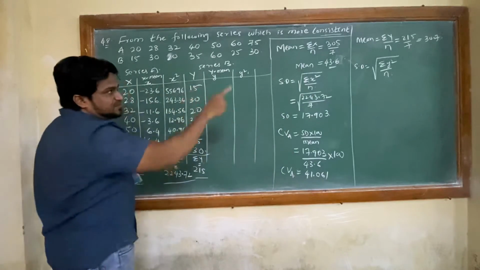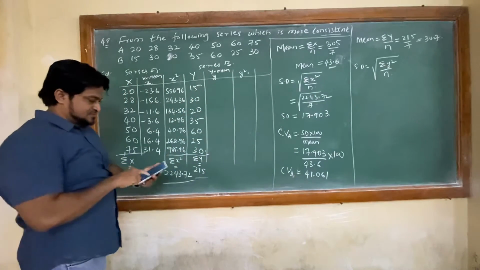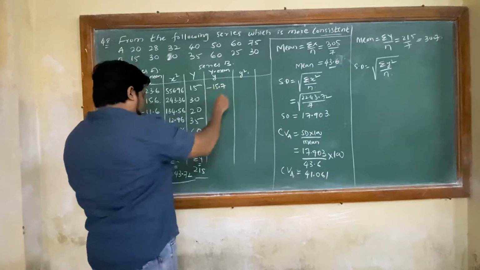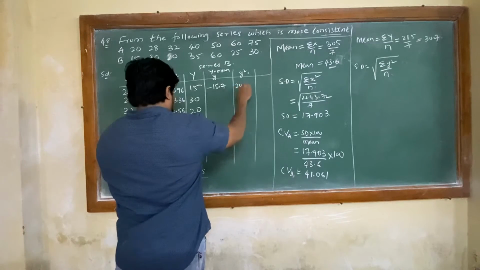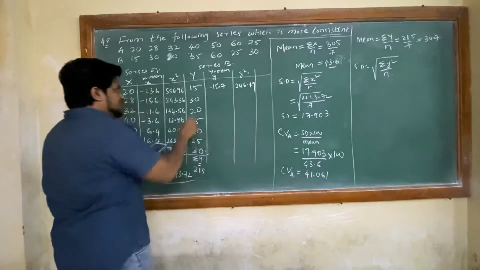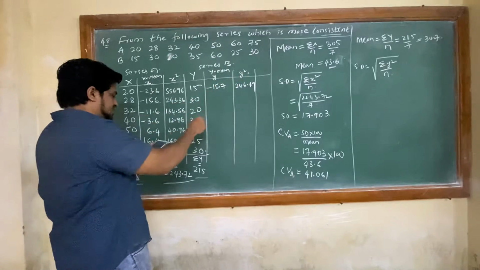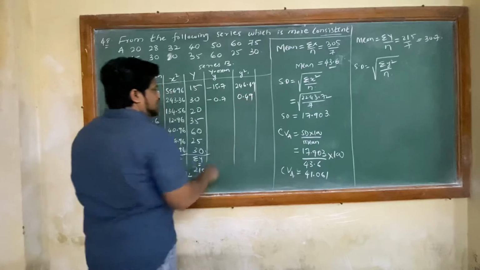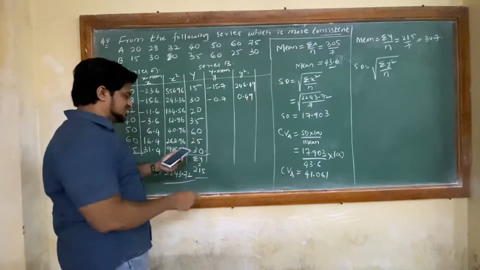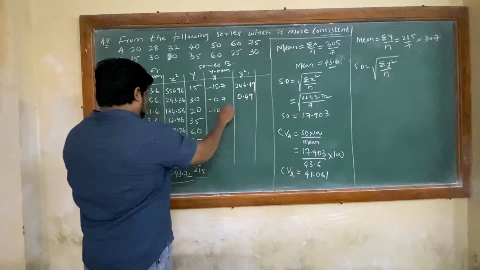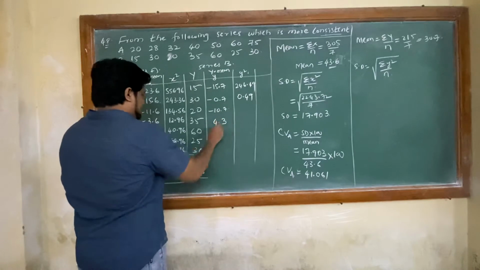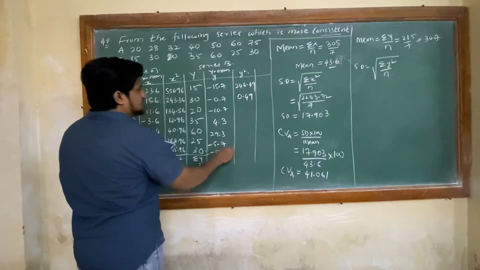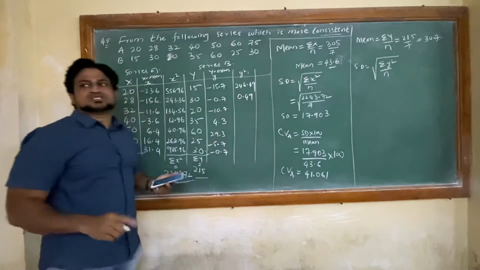To get y, 15 minus 30.7 is minus 15.7. If you square this value, you will get 246.49. Similarly, 30 minus 30.7 is minus 0.7. If you square this one, 0.49 we will get. 20 minus 30.7 is minus 10.7. Then same thing, 29.3. After subtraction we will get these values. Then after squaring this, to square 10.7 into 10.7.